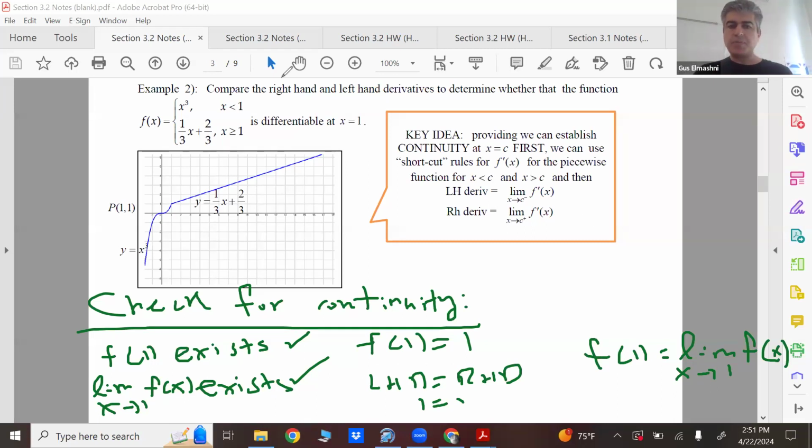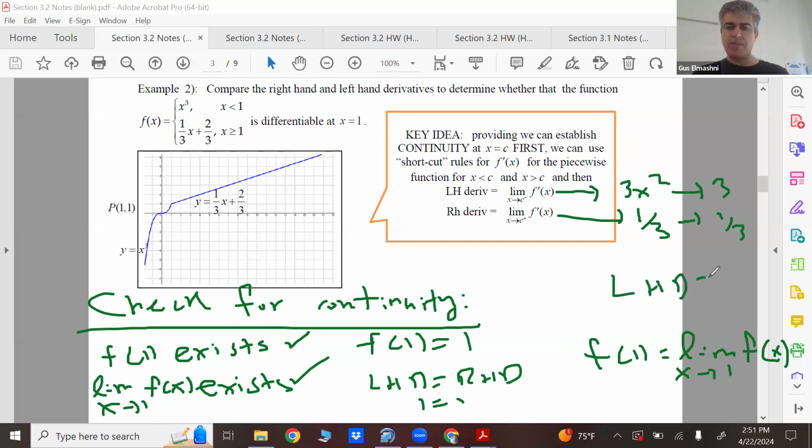So now we'll use our shortcut rules. For our left-hand derivative, we already did this in the previous notes, it's 3x squared. And for this one, it's just going to be 1/3, right? So I plug in 1, I get 3. Plug in 1 here, I get 1/3. The LHD does not equal the RHD. So we're not differentiable.